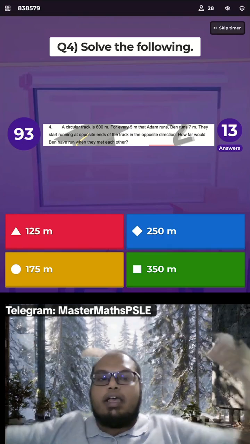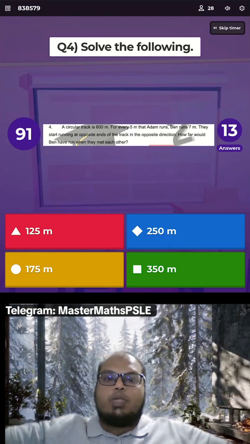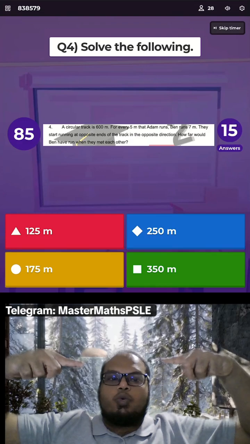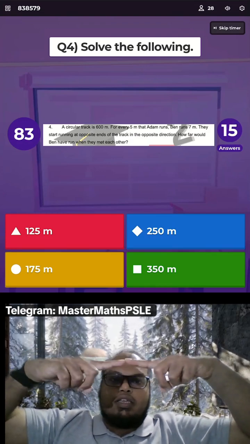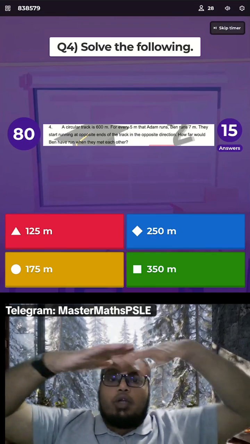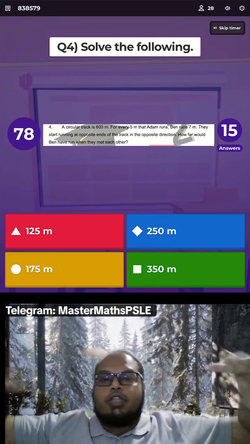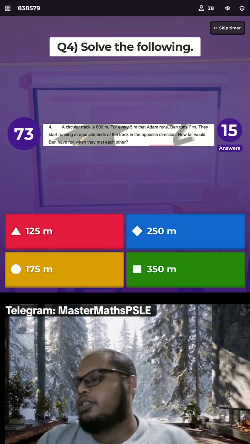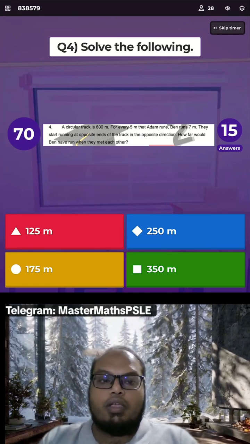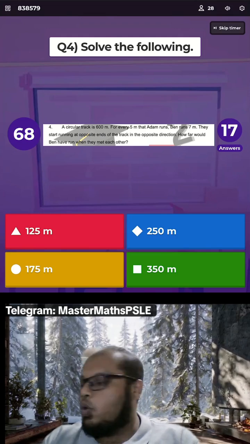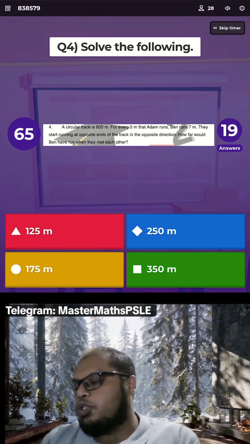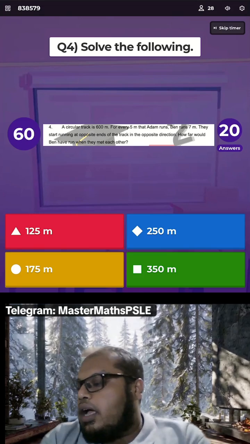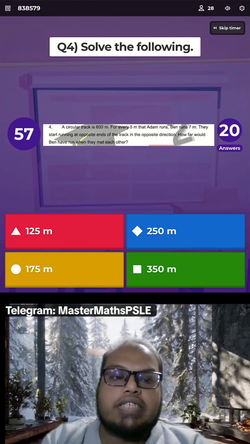When they do it that way, he covers 5 meters, he covers 7 meters. So when they eventually meet, all the distance is already covered. The total distance that they cover is the distance of the track, which is 600 meters. So how do you solve this? How do you find the distance Ben has run when they meet each other?